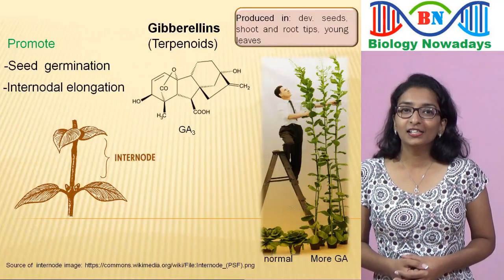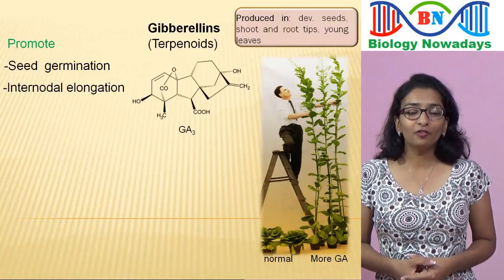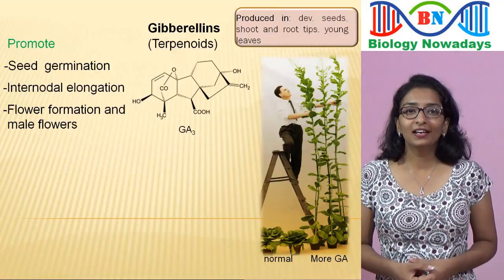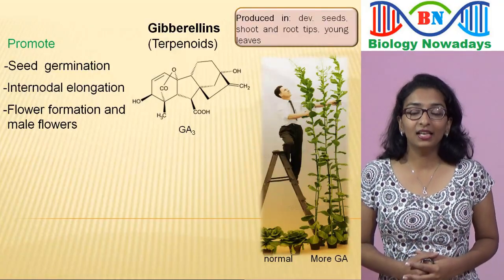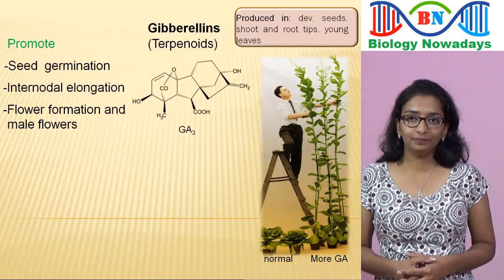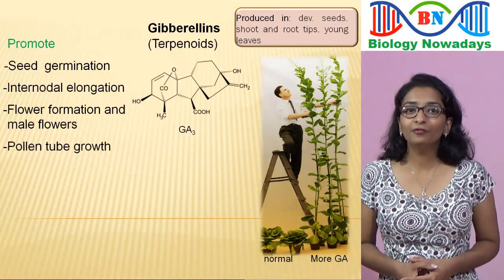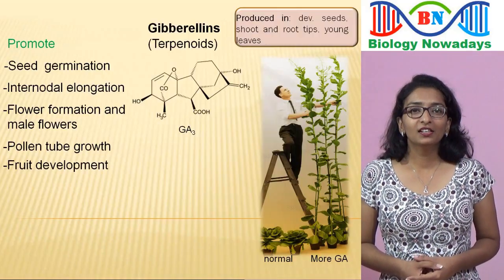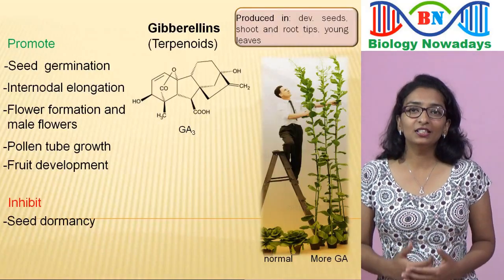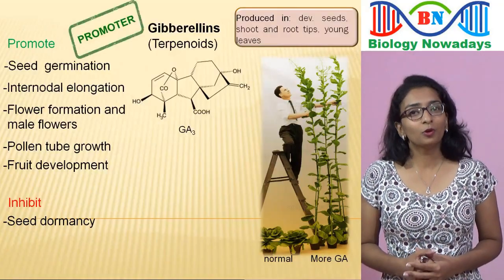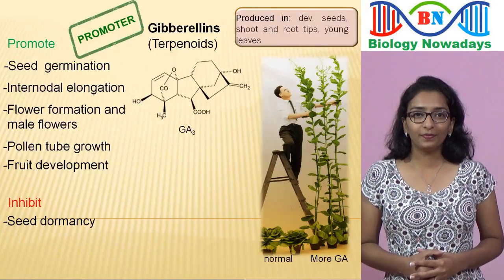plants. Gibberellins promote flower formation and promote the production of male flowers in the place of female flowers in plants like cucurbits. They also promote pollen tube growth and fruit development. Gibberellins inhibit seed dormancy. Overall, gibberellins are also promoters of plant growth.